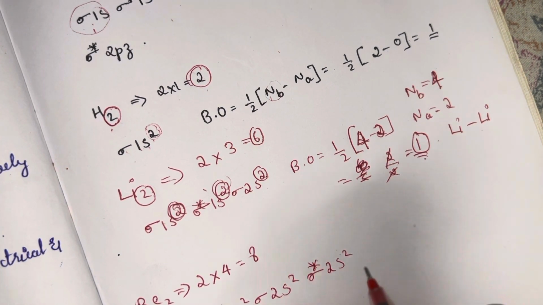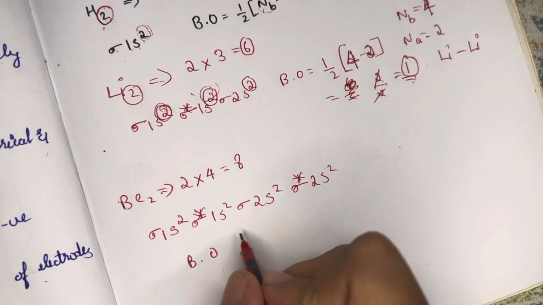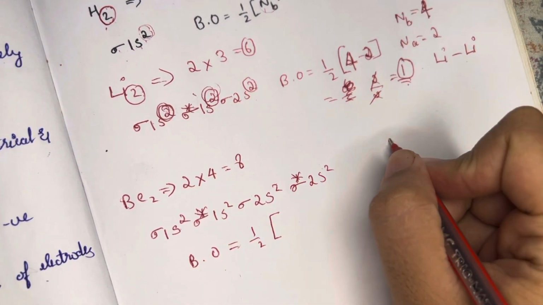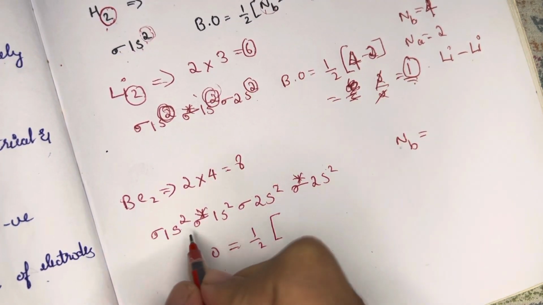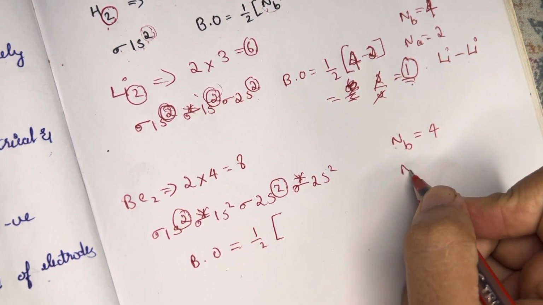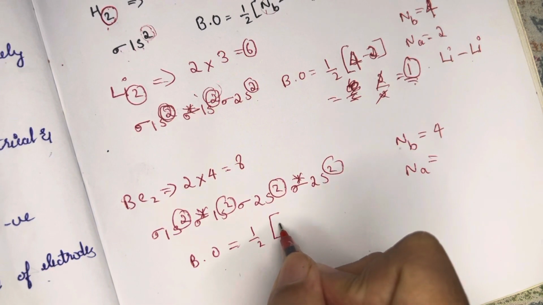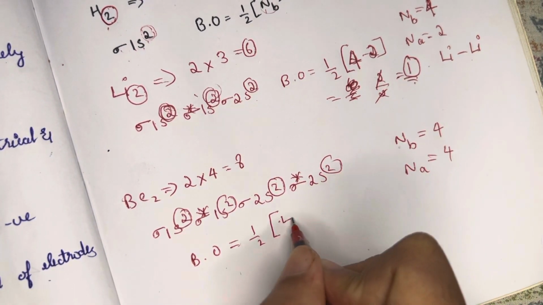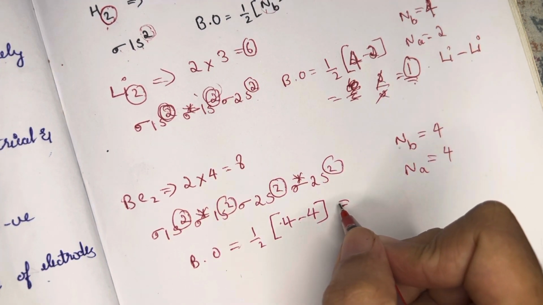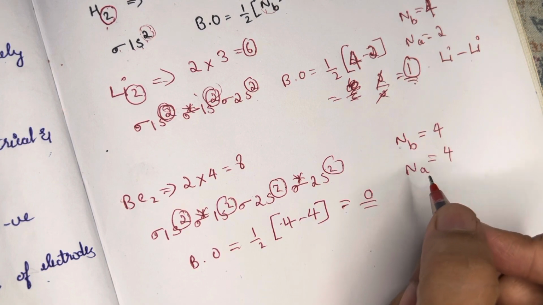So after that you can find the bond order. Bond order is equal to half into NB minus NA. So you can write on the side NB is equal to how much? 2, 4, 4. NA is equal to how much? NA is equal to 2, 4, right? So 4 minus 4 is equal to 0. So anything multiplied by 0 is equal to 0. So bond order is equal to 0, and hence the molecule does not exist.